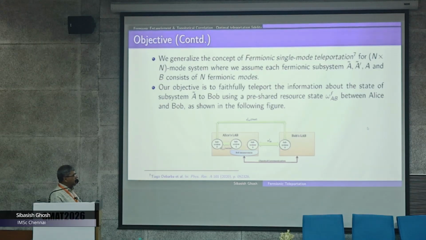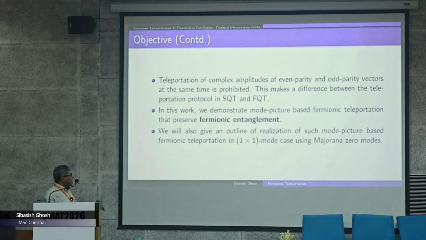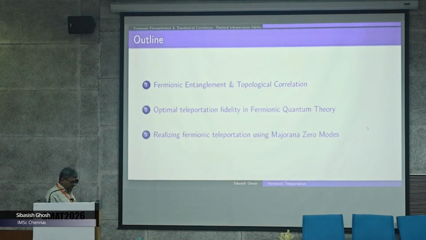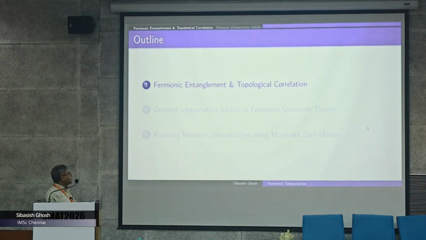So the sender and receiver share some fermionic entangled state, and in the sender's lab there is this entangled state, this A tilde part has to be teleported to Bob's lab, and there will be some classical communication as in the case of standard teleportation. So what we will talk about is the simplest case where we have a 1 cross 1 mode system for teleportation, and then I will briefly talk about how to realize it with Majorana zero modes. Okay, so this is the outline of my talk. So let me go to the first part.